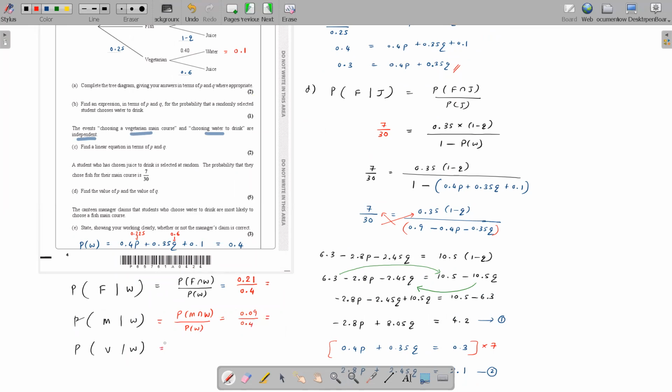This is of course independent. If vegetarian and water are independent, this is directly equal to the probability of vegetarian. There is a rule like that: if two events A and B are independent, then A given B is equal to the probability of A. So you could say directly this is the probability of vegetarian, or else, anything is fine. So this is 0.1 over 0.4.